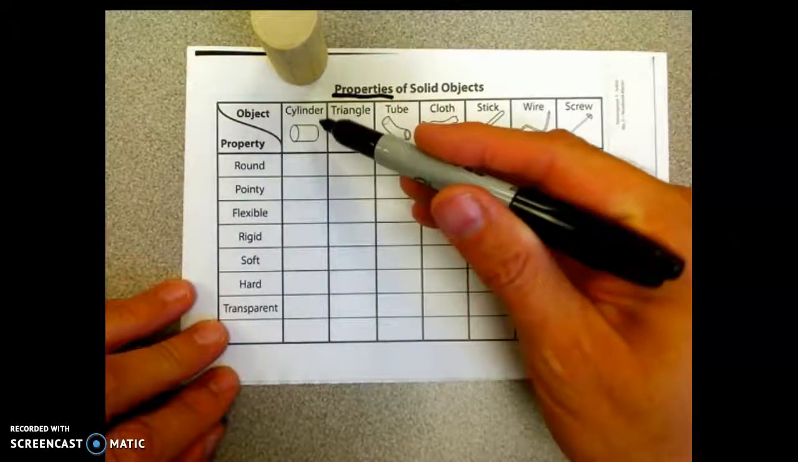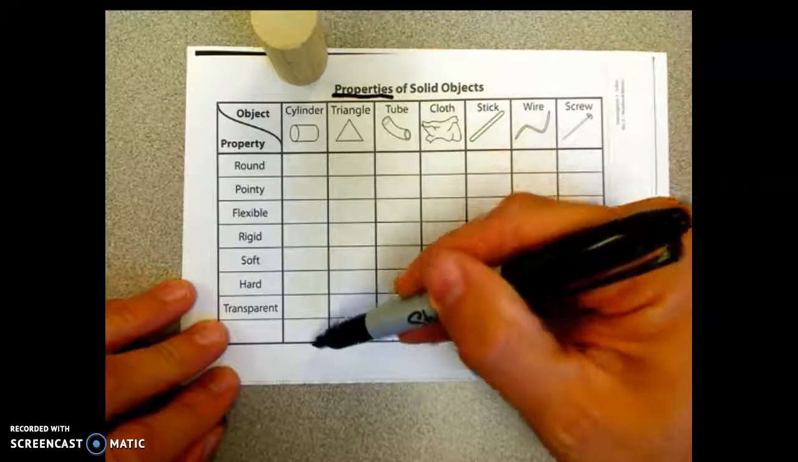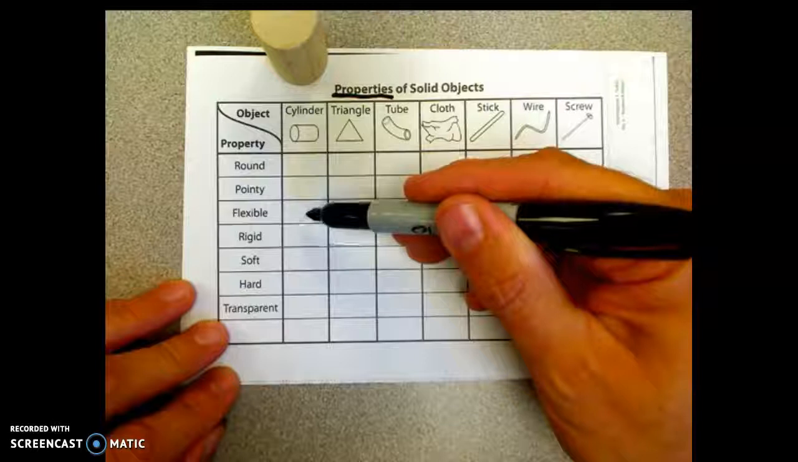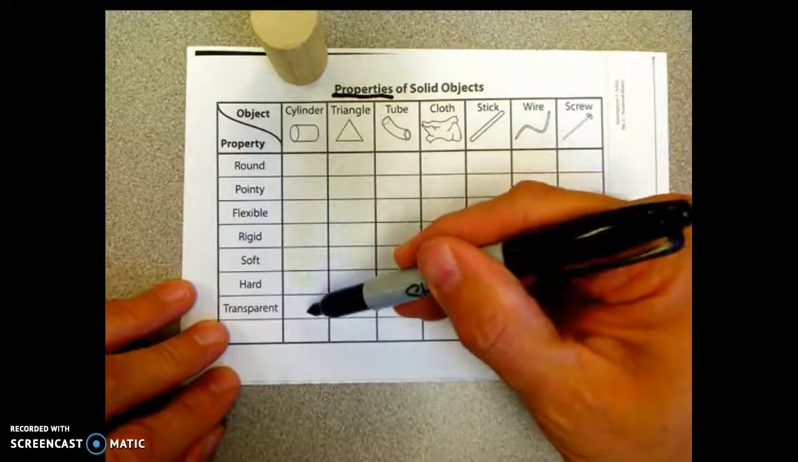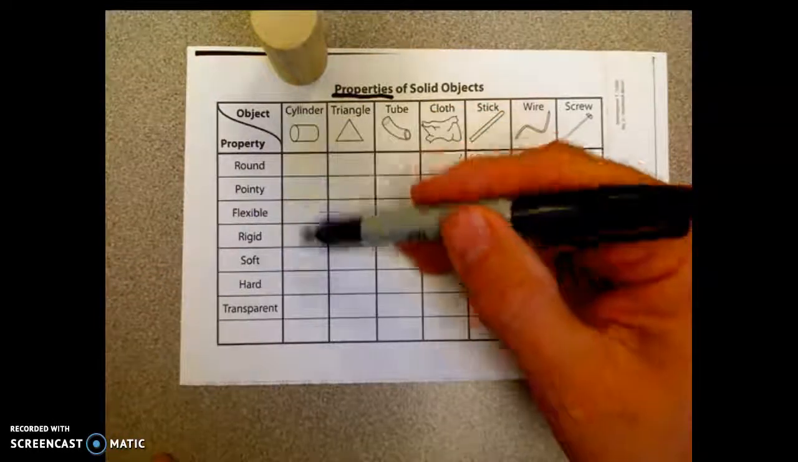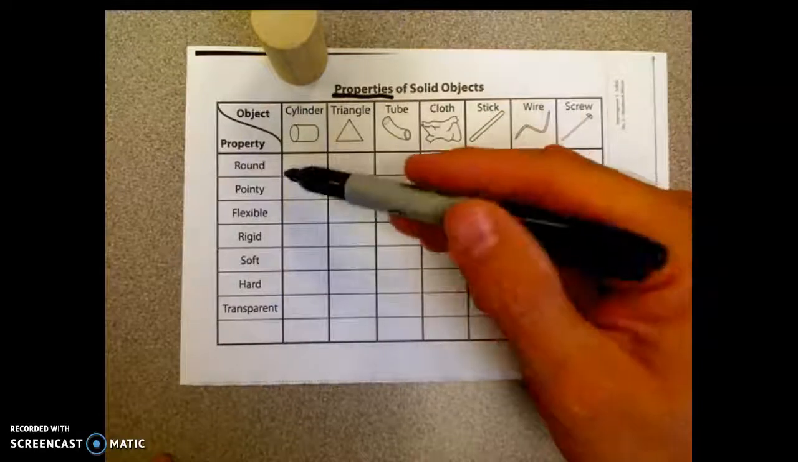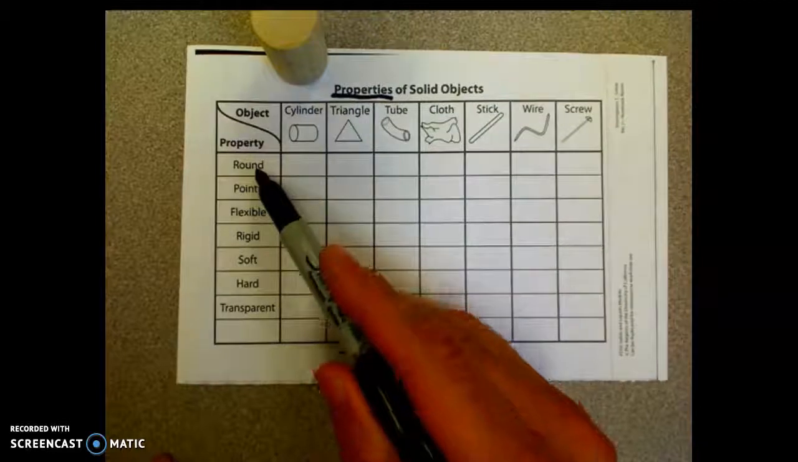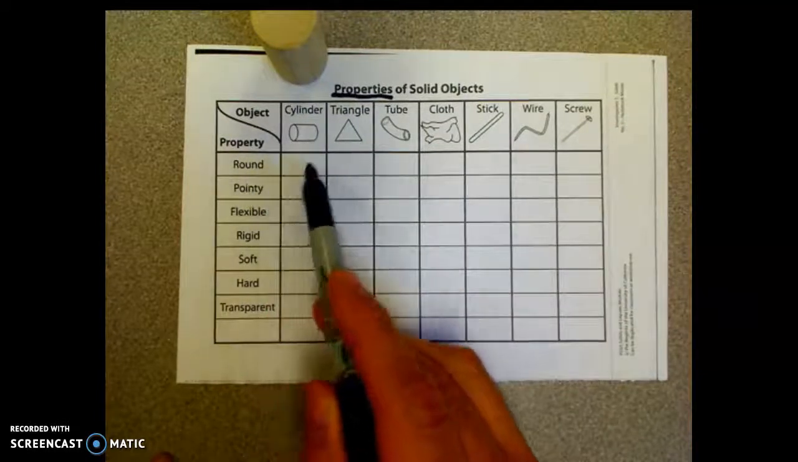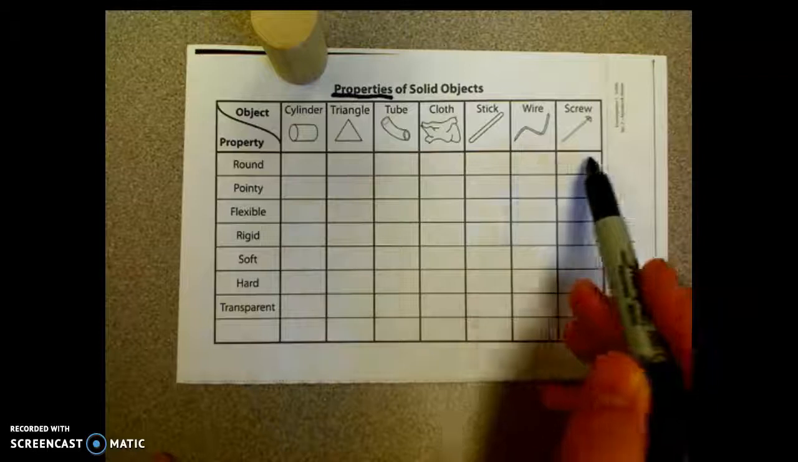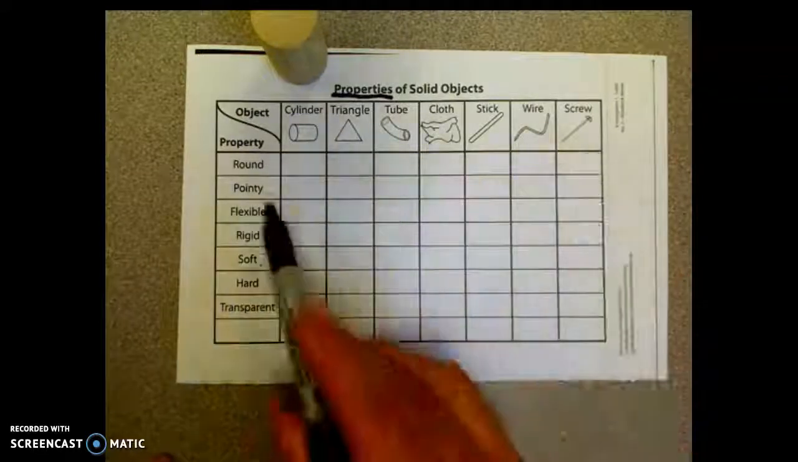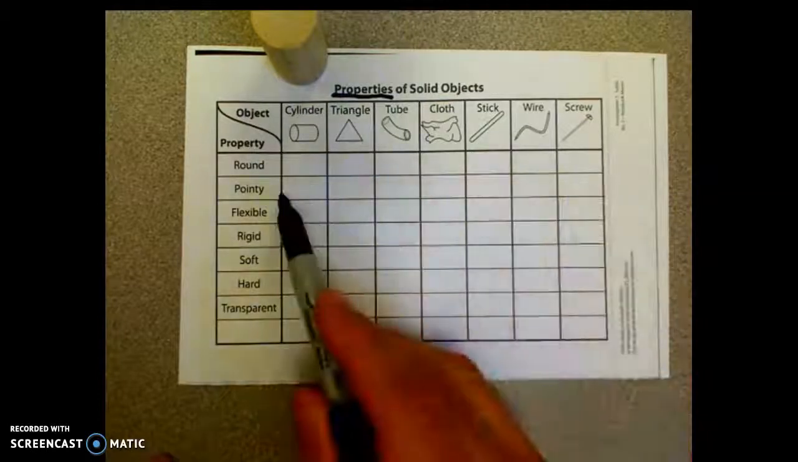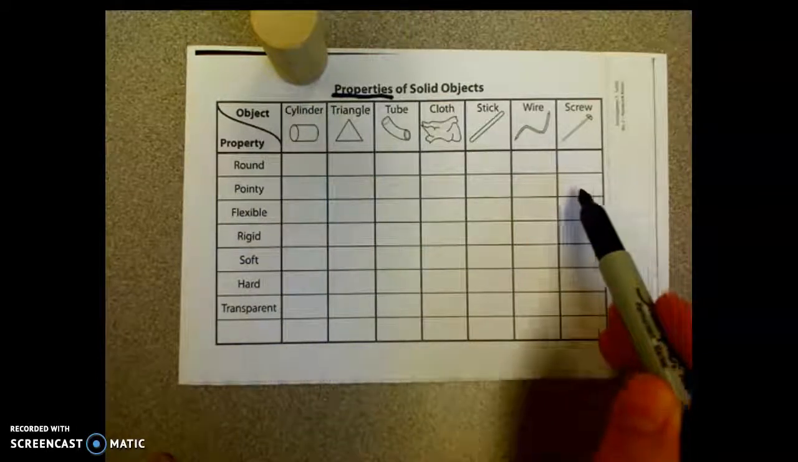Here's the cylinder, and the cylinder has a column. It goes straight down. And all of these boxes down here, 1, 2, 3, 4, 5, 6, 7 of them, belong to the cylinder. Those are the cylinder's boxes. And over here are some properties. So there's round. And round goes this way. 1, 2, 3, 4, 5, 6, 7. 7 boxes for round. And there's pointy. 1, 2, 3, 4, 5, 6, 7. All of those are the boxes that are pointy.